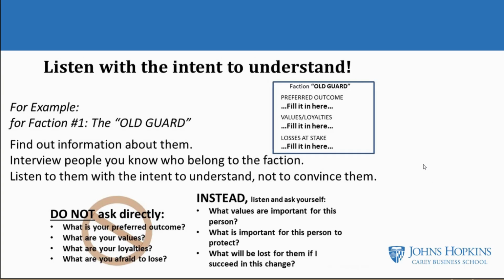What is the purpose of the faction map? For instance, if you are trying to advance the idea and you realize that the old guard faction is against you, you will want to know more about them, find out their preferred outcome, their values, their loyalties, their losses at stake. Instead of trying to ask them directly, what are your values, what are your loyalties, you will simply listen to their positions with the intent to understand, and you will try to see what is important for those persons to protect during the change.